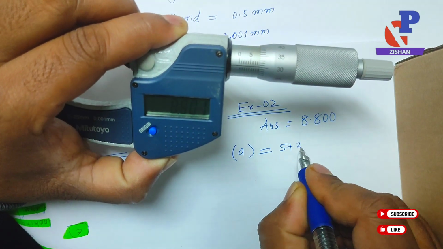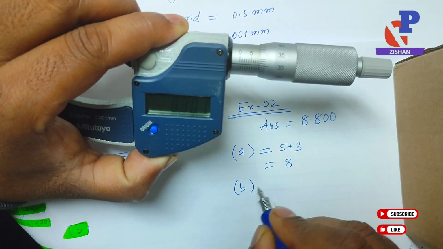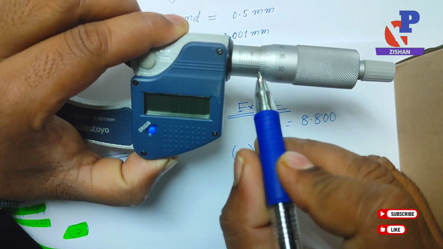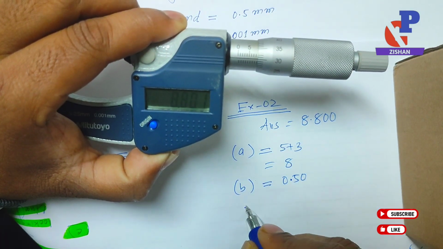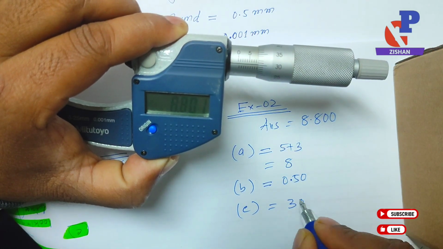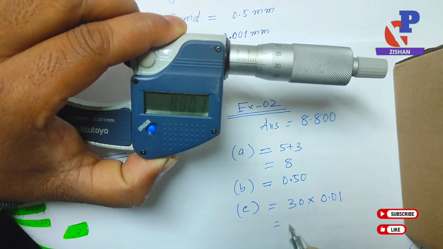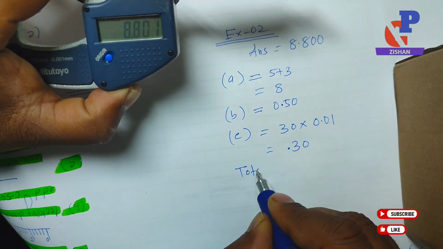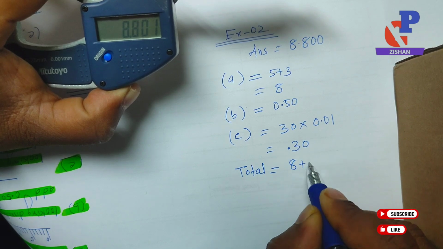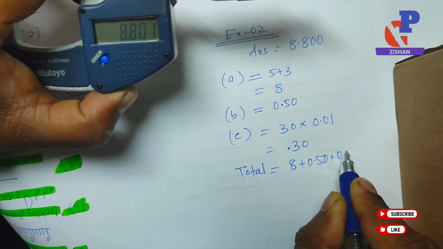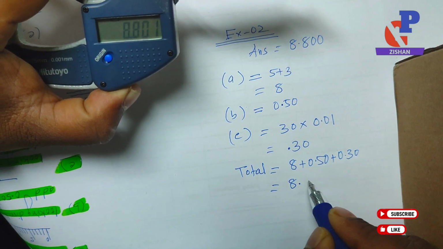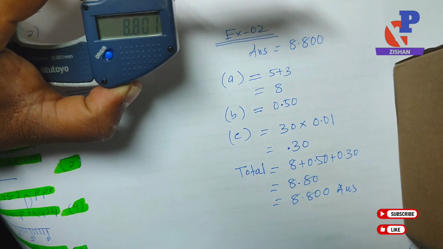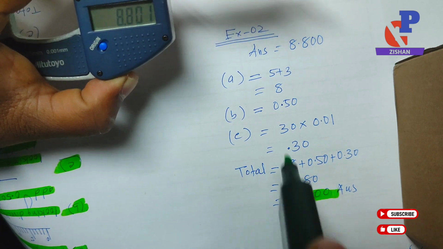Now in A we have to check the number from the above index line. As you see, 5 plus there are 3 lines, so 5 plus 3 equals 8. In B we have to check below the index line, is there any line? Yes, there is a line, that's why we add 0.50. In C we have to check the number, that number is 30 multiplied by 0.01, that means 0.30. We add all three numbers: 8 plus 0.50 plus 0.30 equals 8.800. That means it is exactly matching with our digital display, and that means our calculation is correct.